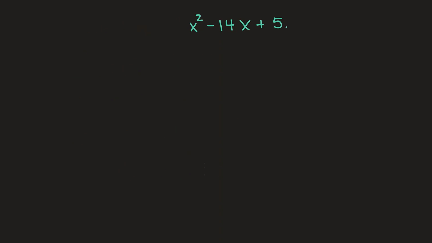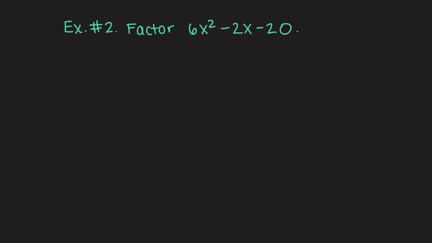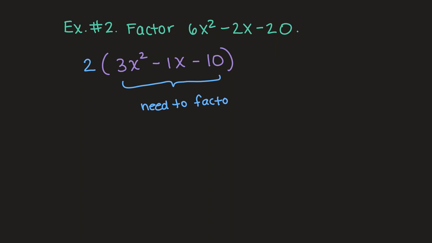Let's try another example where we have to first factor out the GCF. So for this trinomial, notice how the three terms have a GCF of 2. The first step would be to factor this out. So we factor out the 2, and we have 3x squared minus 1x minus 10 left in parentheses. Now we have to factor this trinomial by using our factor by grouping method.